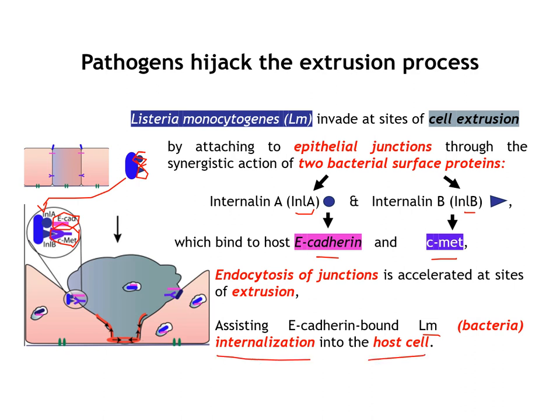So if you see here, they are attached, and now they can go inside of the other cell. This is how the process of cell extrusion can be hijacked to infect the epithelium. So this is one process that has been described. Now I'm going to explain the second process.